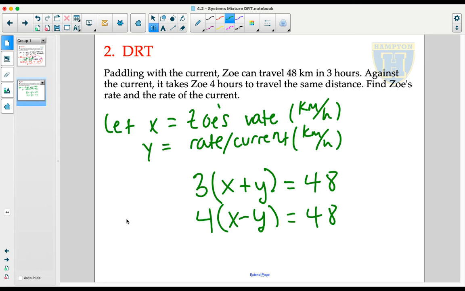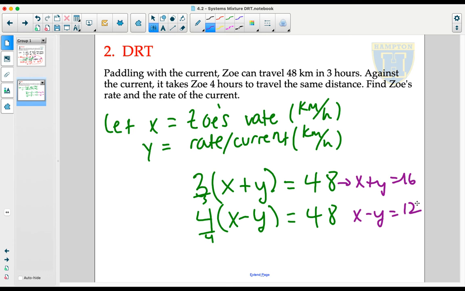Looking at these two equations, we can notice that 48 is divisible by 3 and 48 is divisible by 4. This isn't always going to happen. You may need to distribute and solve through elimination or substitution, but in this instance, you can actually get away with dividing away this 3 and this 4 from both sides of their respective equations. And when you do that, you create a new system that looks like this.